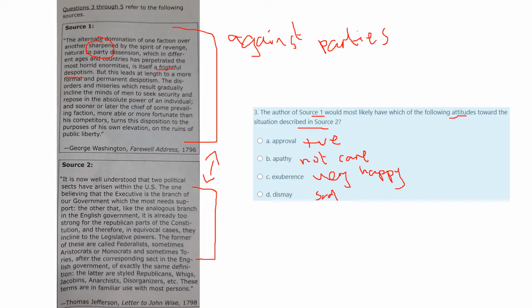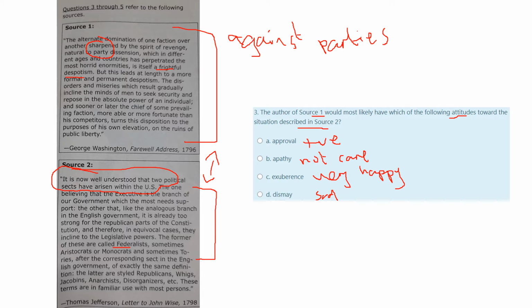So Thomas Jefferson is writing a letter in 1798, 2 years later. It is now well understood that two political sects have arisen in the United States. Two parties have become dominant in America. One believing the executive is the branch of our government which most needs support. The other, that the analogous branch in the English government is already too strong for the Republican parts of the Constitution. So one party believes the executive, the president, needs more power. The other party believes it's got too much power. There are two different parties here.